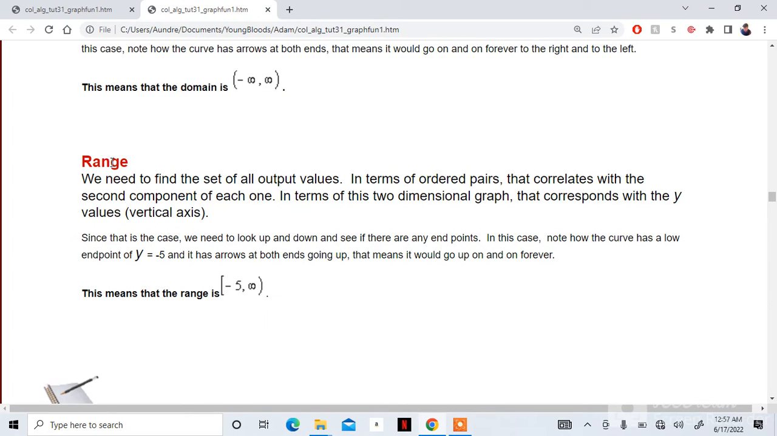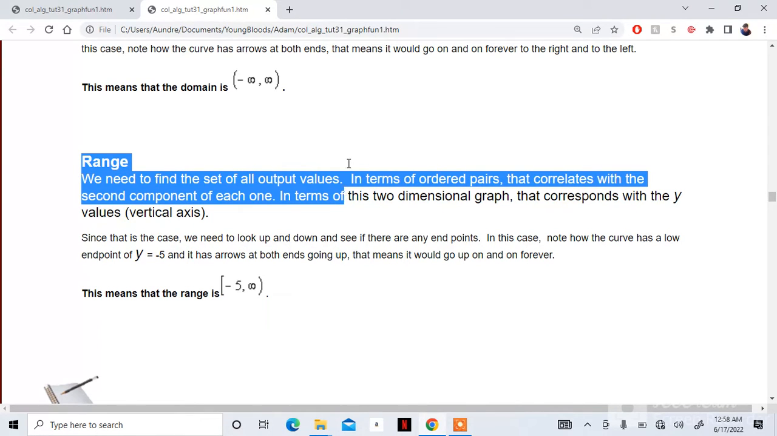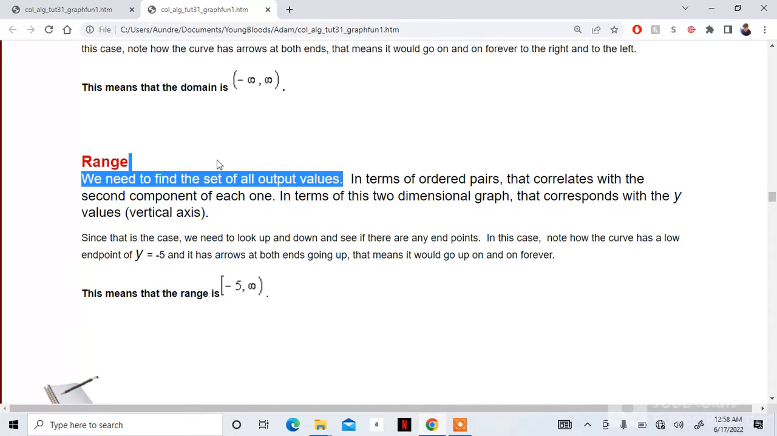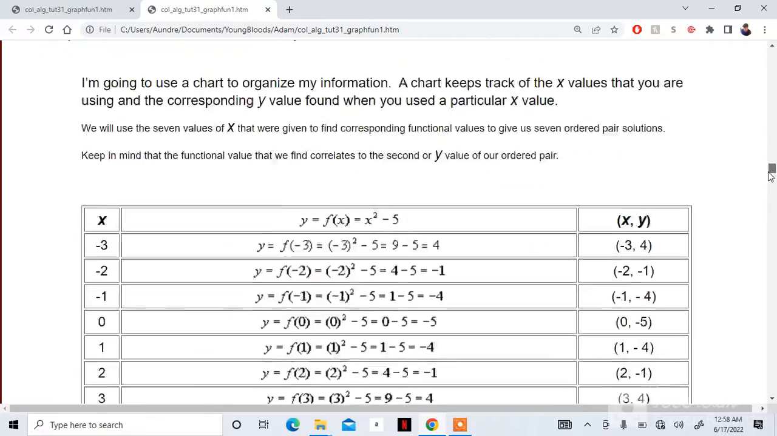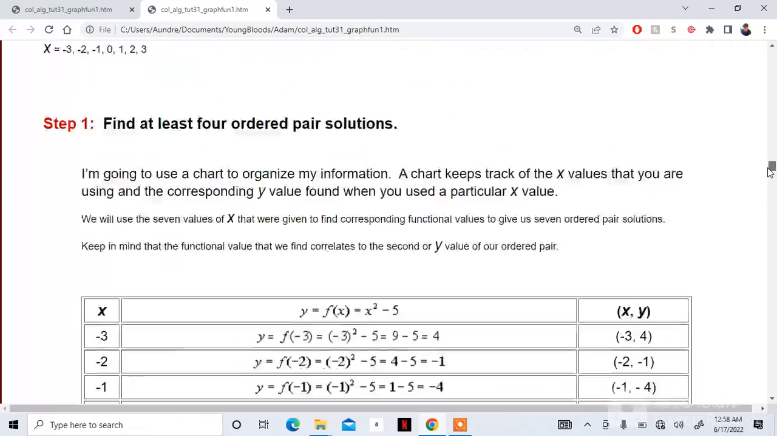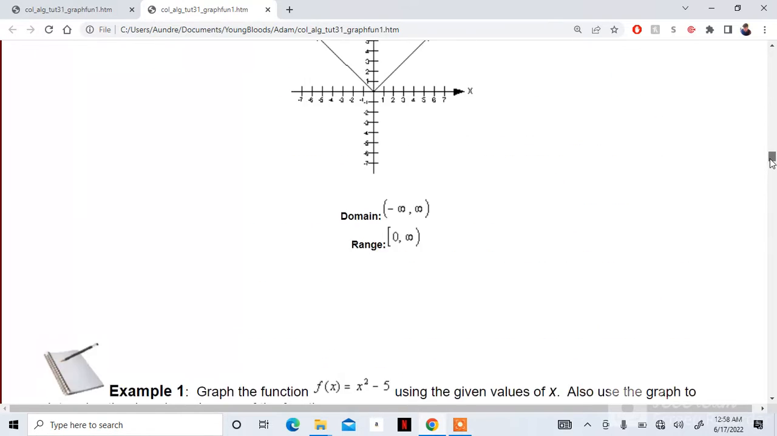Alright, range. We need to find the set of all output values in terms of ordered pairs that correlates with the second component of each one. In terms of this two-dimensional graph, that corresponds with the y values, the vertical axis. Find the set of all output values. And remember, domain is input, range is output.